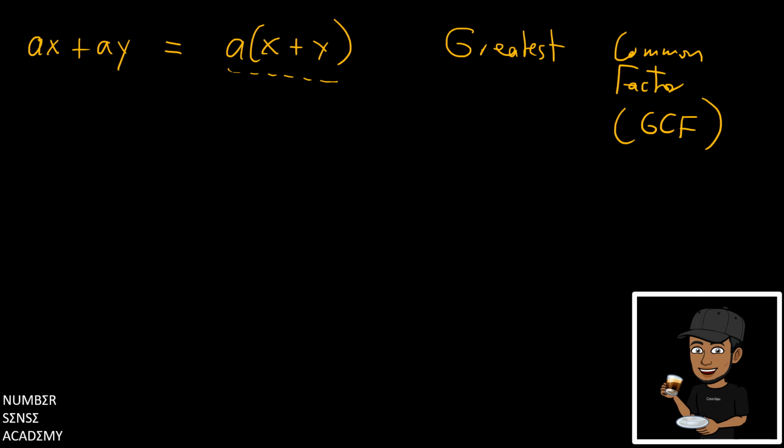So if I have 24x plus 12y, okay, and I say, well, 24 and 12 are even, so I could remove a 2, or I could write this as a product where 2 is a factor. So I'm going to have 2 times 12x plus 6y, right?